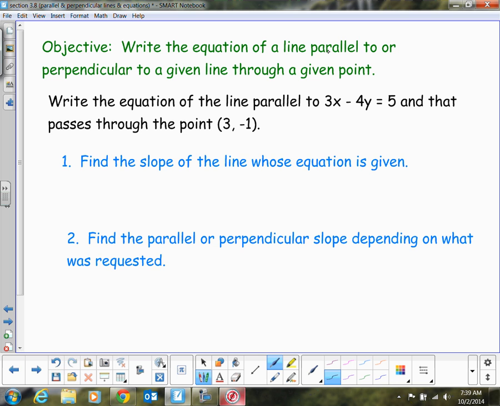Okay, so this is what we want to focus on. We are going to write the equation of a line parallel or perpendicular to a given line through a given point. What two things do you need to write the equation of a line? Slope and point. Okay, what do we already have? We already have a point. Read the question. Write the equation of the line what? Parallel to this equation. So the first thing is I need to know this slope. Find the slope of the line whose equation is given.